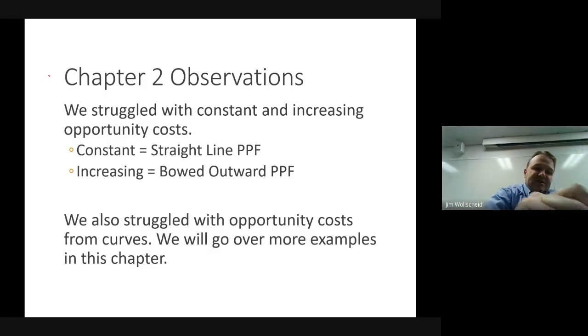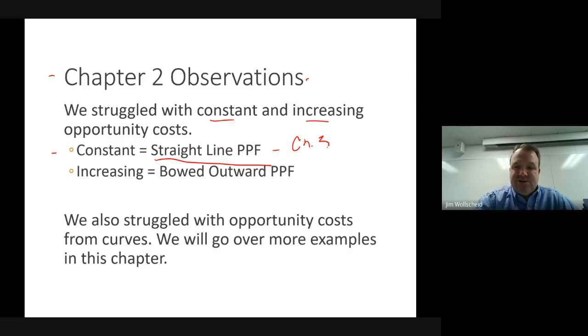Some observations, some of my feedback from Chapter 2 that I noticed when I'm looking over quiz notes, and looking over how well you do on quizzes. Just a reminder, make sure we always understand the difference between constant and increasing opportunity cost. A constant opportunity cost means there's going to be a straight line PPF. And this is what we're going to do in Chapter 3. With an increasing opportunity cost, we see that bowed PPF. That was more Chapter 2.